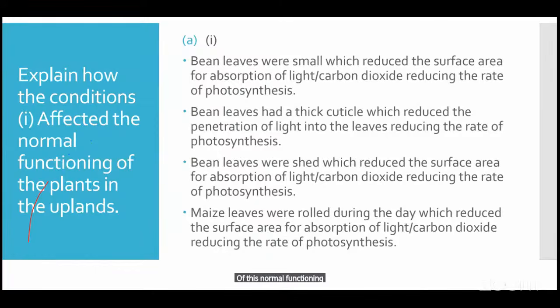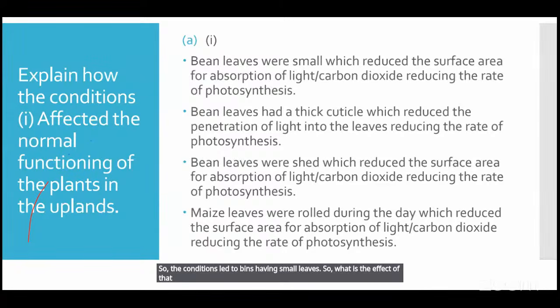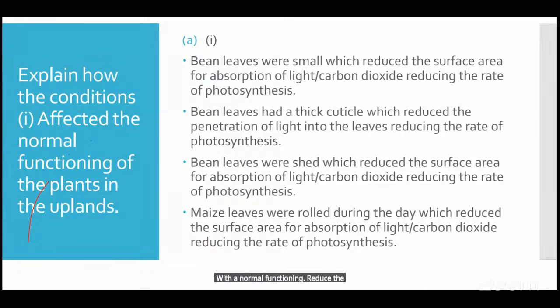So the conditions led to beans having small leaves. So what is the effect of that to the normal functioning? Reduced surface area for absorption of light, or carbon dioxide, reducing the rate of photosynthesis. So if we affect the rate of photosynthesis, that means we are going to affect the yields that will be produced. You can screenshot the sample responses and modify them with time in your free time. So I'll give you a minute to screenshot that, then we go to the next slide.